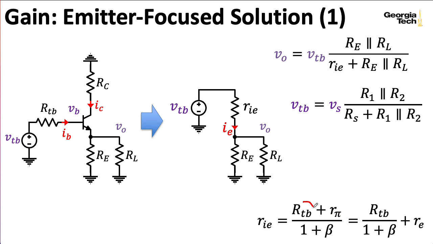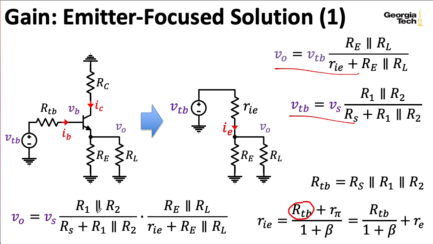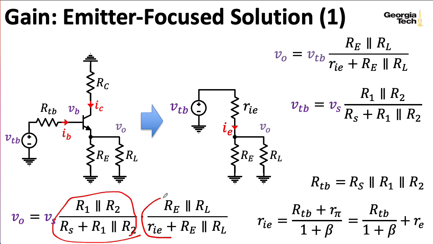And let's also remind ourselves what RTB is. That's this parallel combination of resistances at the input. That's going to become important in a second. So I can now pile these relationships up here together and write VO equals Vs times the initial divider at the input times the divider here at the output. So it's the combination of two voltage divisions.